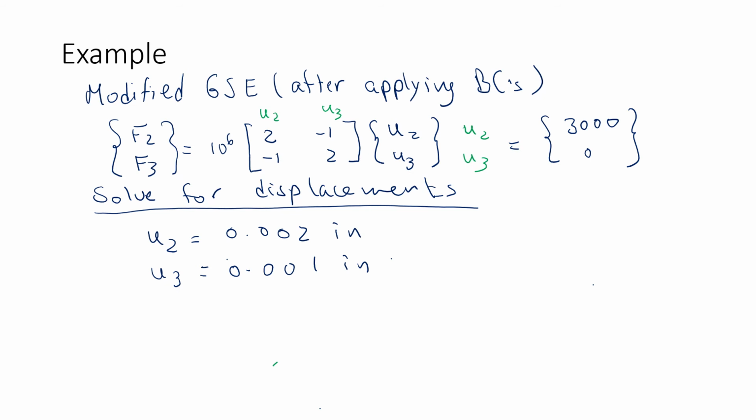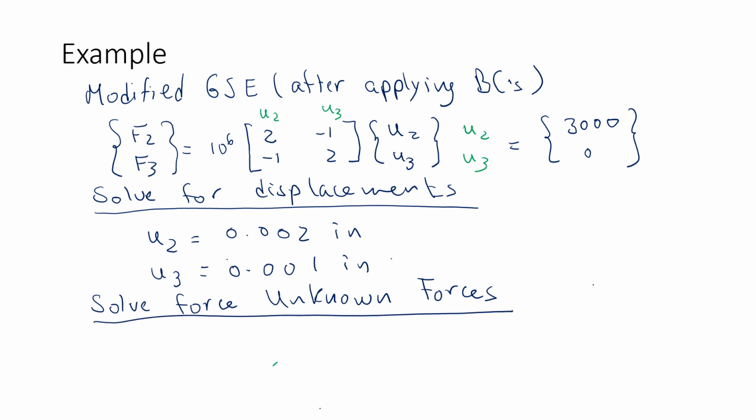Once I have U2 and U3, I can go back to my global stiffness equations, the row 1 and row 4, the ones that we deleted, and solve for the unknown forces, F1 and F4.